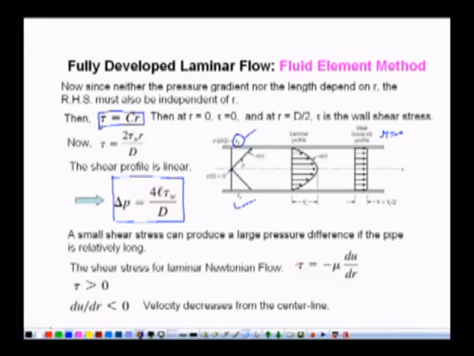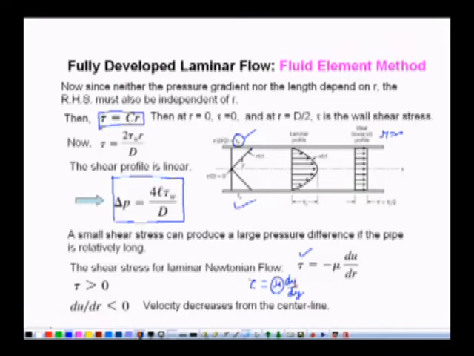Now, if we have laminar flow, in that case shear stress may be written as minus mu du over dr, because we know that in the very first chapter we have studied shear stress is equal to mu du over dy. Shear stress is equal to viscosity constant multiplied by velocity gradient in y direction, du over dy.